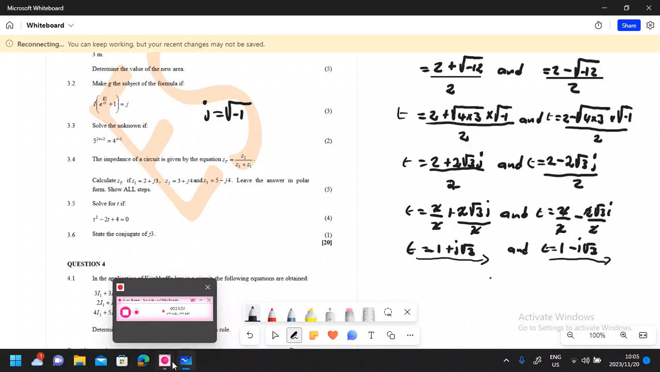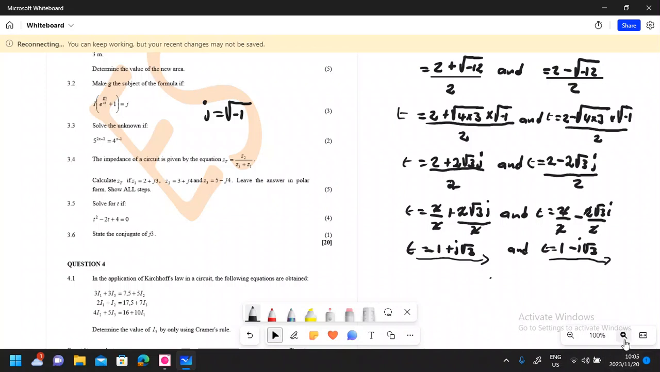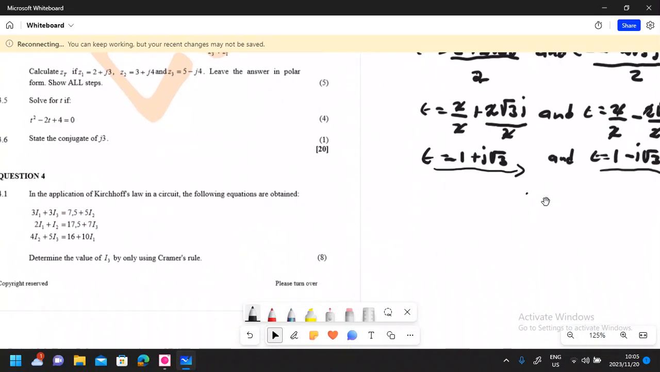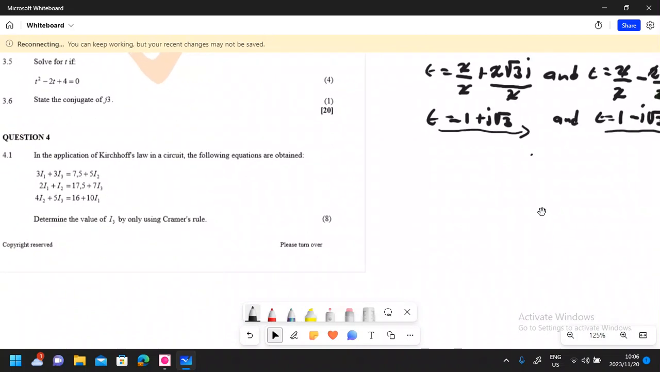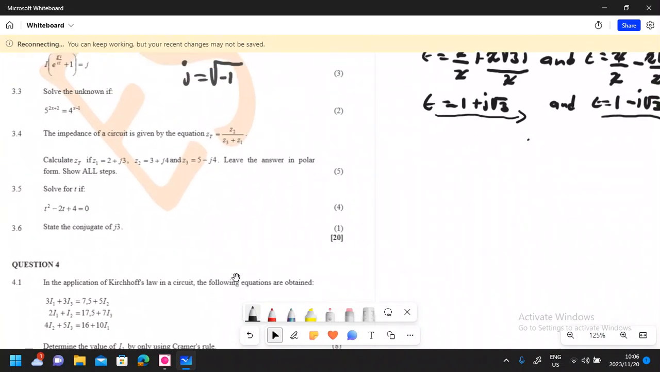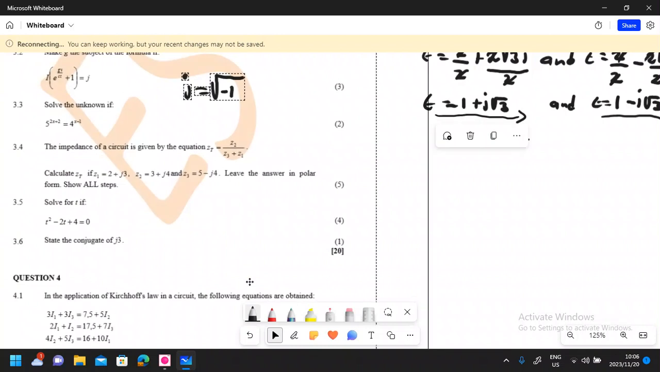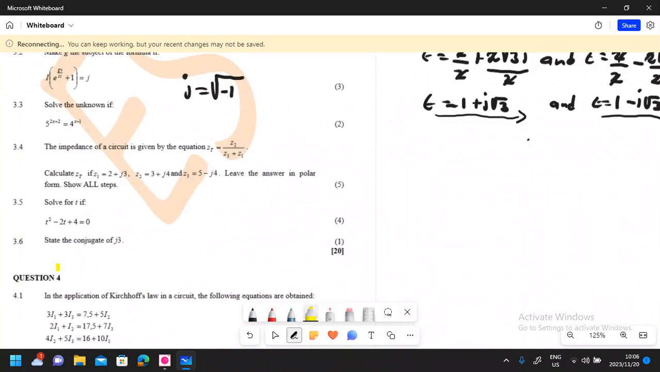The last question that we have to do is the one of the conjugate. It's only 1 mark, guys. Let me just do it very quickly, and then we are done with question 3. So this one here, guys, it's a conjugate, 3.6. Do you see 3.6 here? They want you to state the conjugate of j3. Guys, remember I did explain the conjugate here. I don't think you really have to worry about this one. I'm just going to be quick about it.